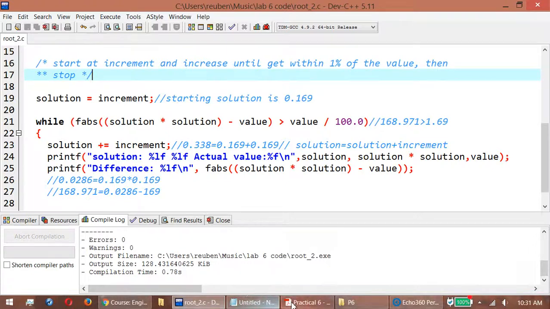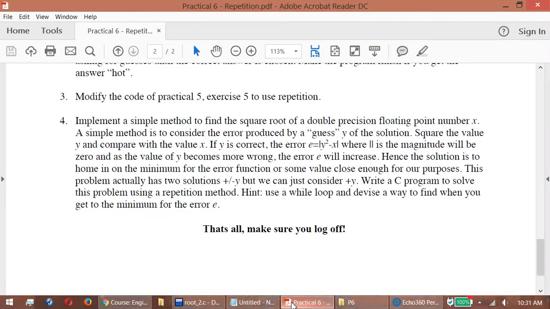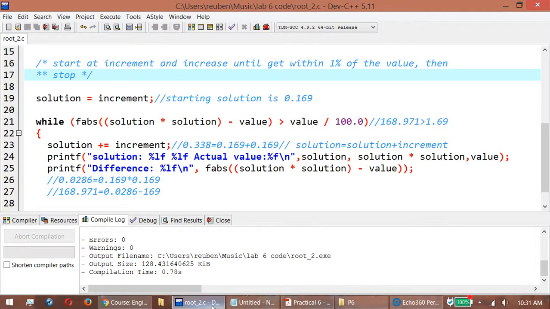Alright, for practical 6, the last question is we're trying to create a program to guess the square root of a number. So if we give you the value 169, you can guess the square root is 13, right? What if you didn't know it was 13? So you need to find a way to actually guess it step by step. So the solution is given, alright?